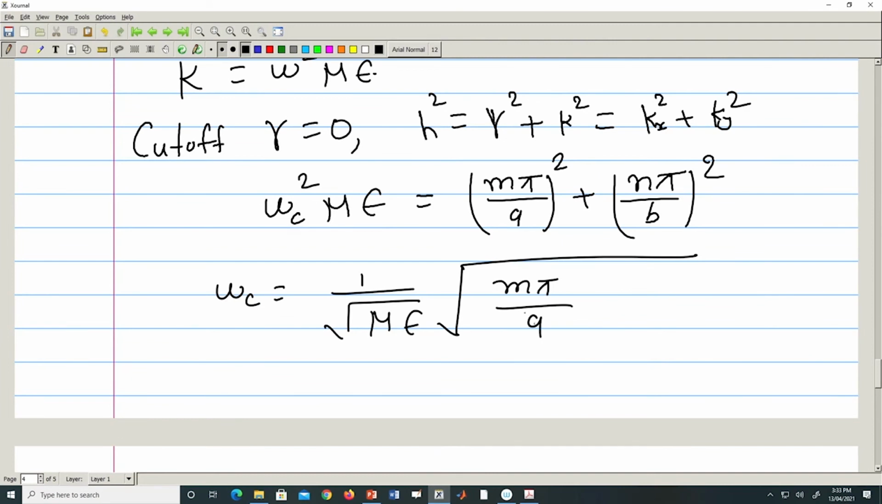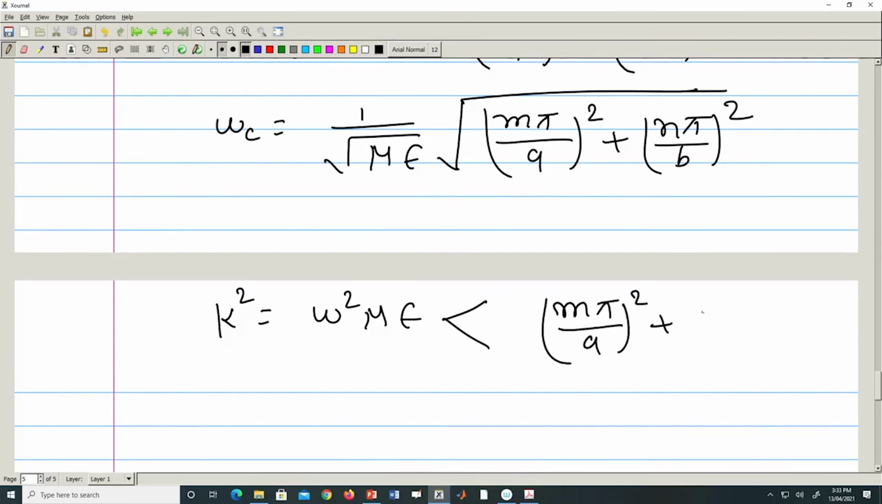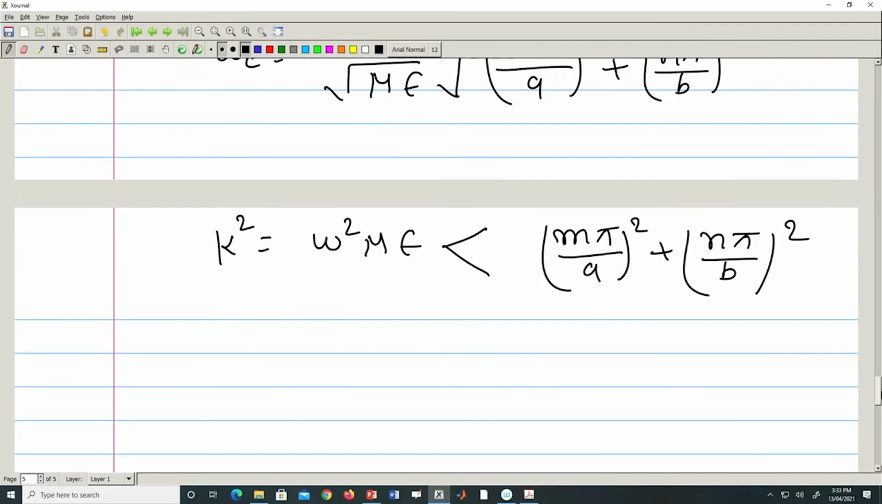and in the second part, for the evanescent mode, k square, that is omega square mu epsilon, will be less than m pi by a whole square plus n pi by b whole square. So in this case gamma will be alpha, that means the wave will be attenuated and will not flow in the waveguide. Gamma will be alpha and there will be no propagation, beta will be 0.